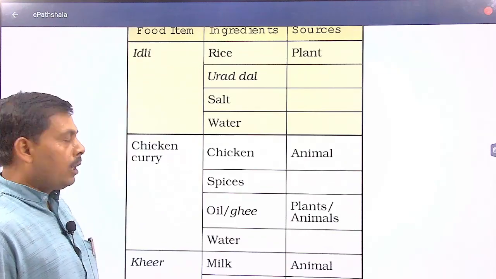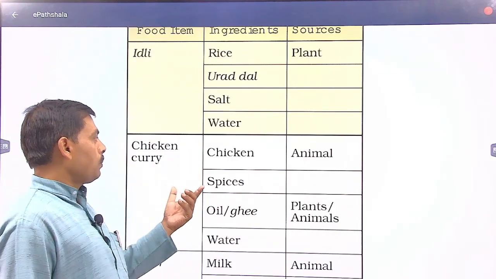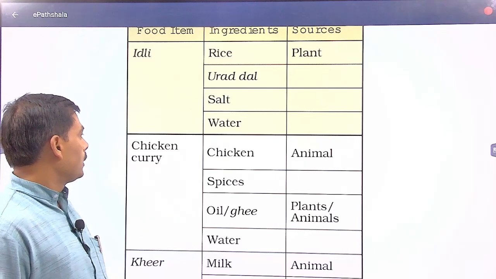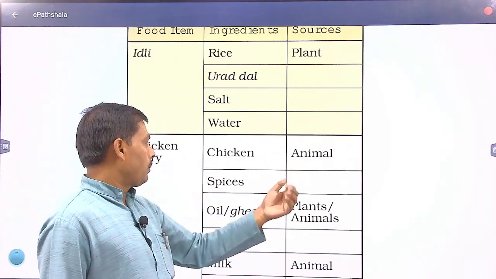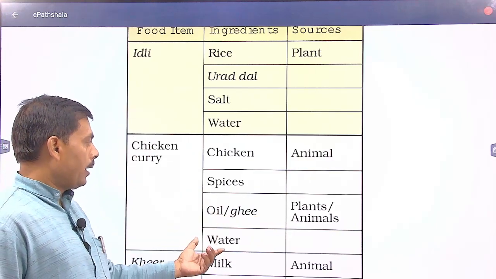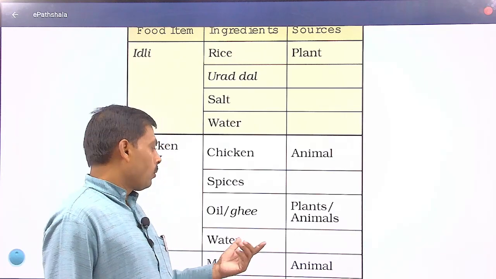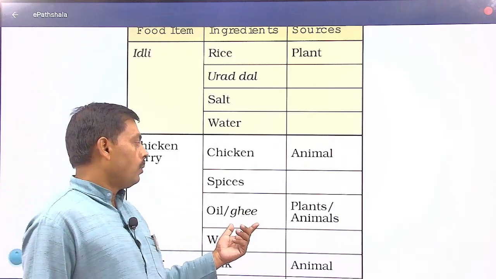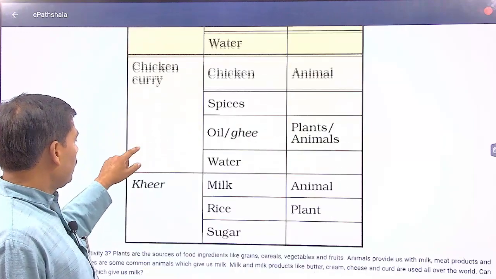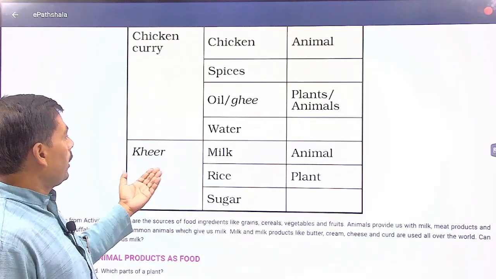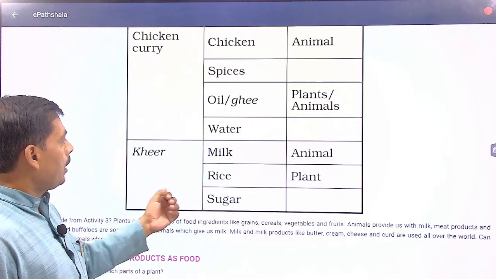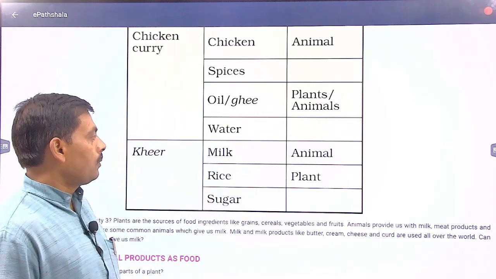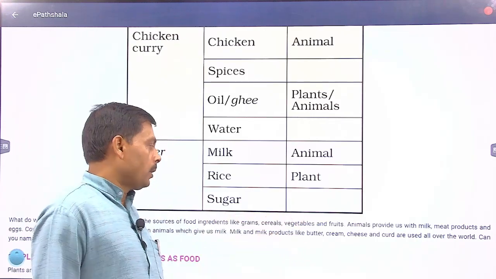Some are non-veg food materials, for example chicken curry. Chicken curry is made from chicken, spices, oil or ghee, and water. Chicken is from animals, spices and oil are from plants, and water is from natural sources. Ghee is also from animals. The third one is kheer. The ingredients of kheer are milk, rice and sugar. Milk is from animals, rice is from plants, and sugar is also from plants.